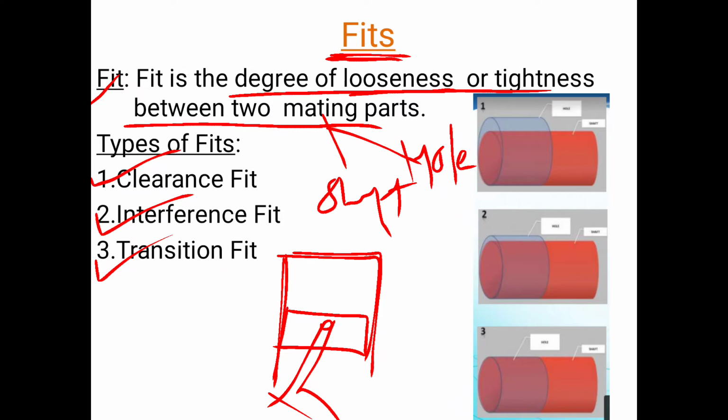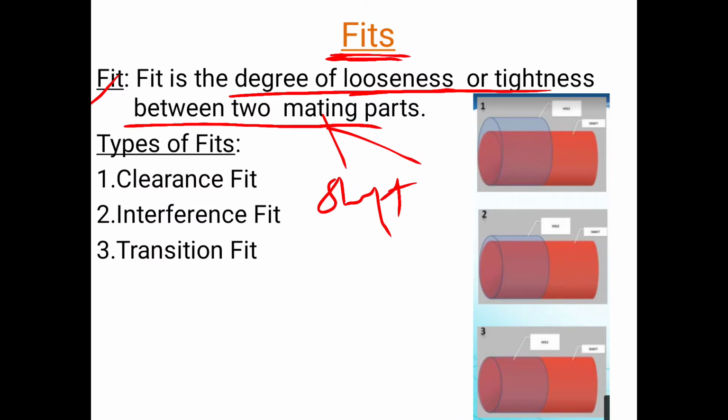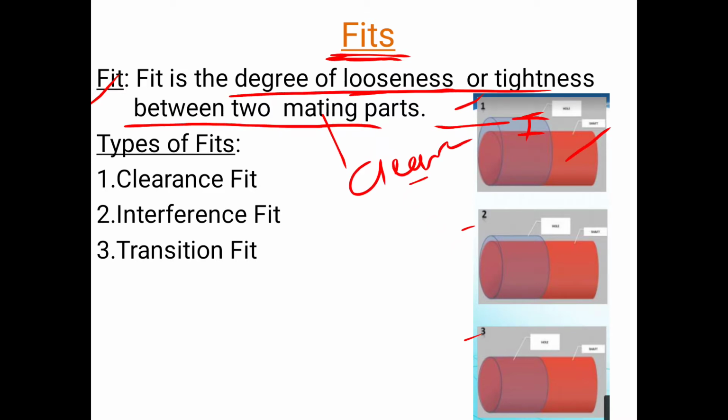So you can see in the example to the right side we have shown a first, second, and third. Three views are shown there. So in the first, see, red color object is the shaft and blue colored object is a hole. Now see, we can see a gap between the upper part of shaft and hole. So there is clearance, hence it is called as clearance fit.